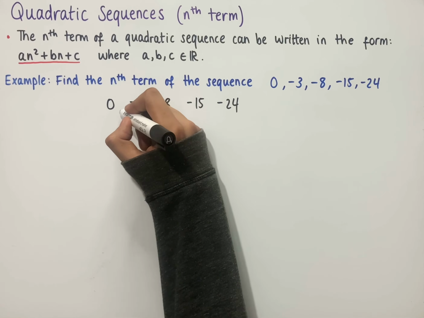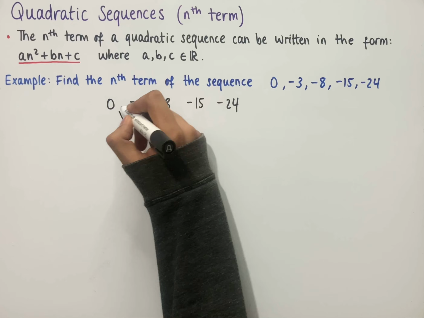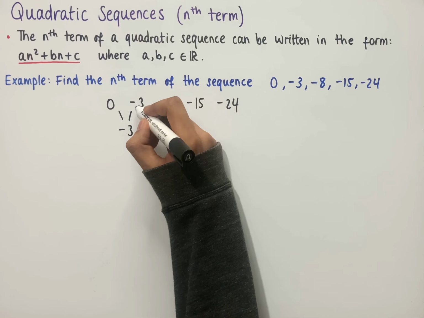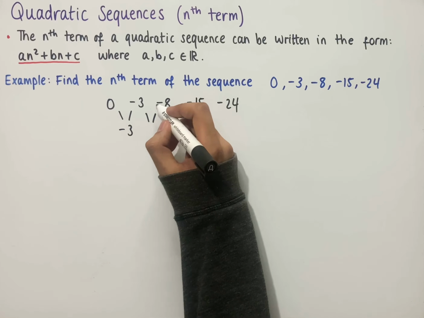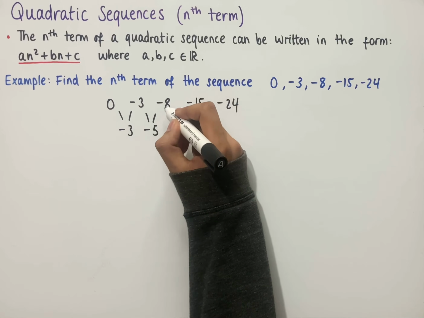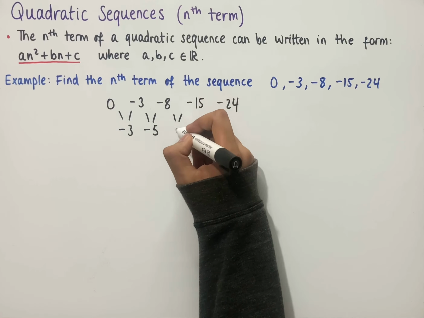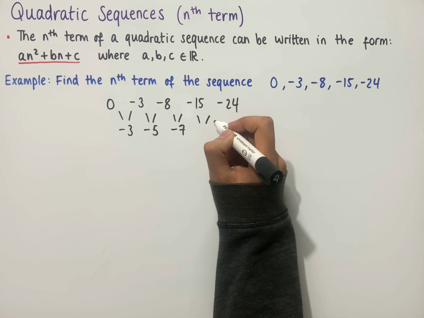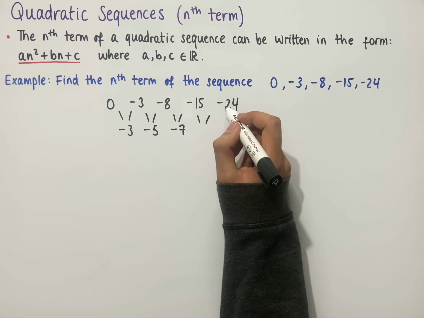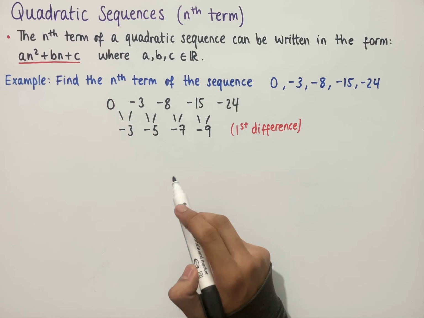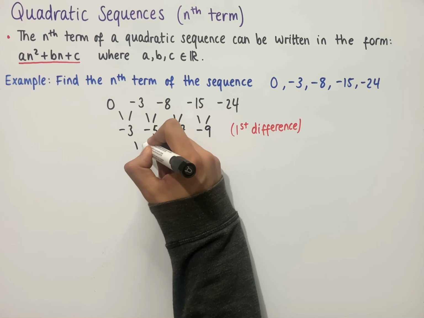Again, we work out the first difference, so that's -3 minus 0, which is -3, and then we have -8 minus -3, which is -8 plus 3, which is equal to -5, and then -15 minus -8, which is -15 plus 8, which is equal to -7, and then finally we have -24 minus -15, which is -24 plus 15, which is equal to -9. See that the first difference is not the same, and so we now work out the second difference.